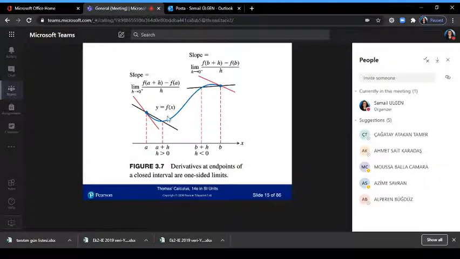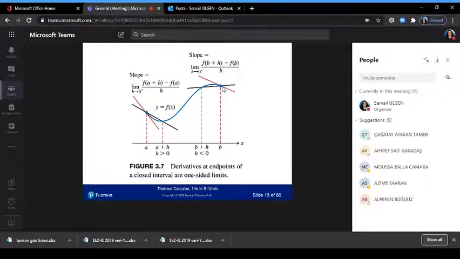Alright, so we have seen derivatives inside an interval. Now we are going to be talking about the derivatives at the end of the interval, derivatives at the end of a closed interval. These are going to be one-sided limits, as it shows here. For example, we are interested in the derivative at the point b.